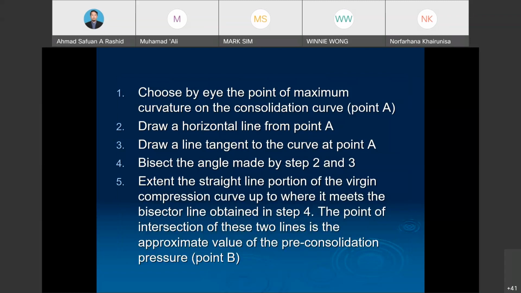Normally in your final, you need to plot or determine the sigma C value. So you need to make sure that you really understand how to determine the sigma C value.